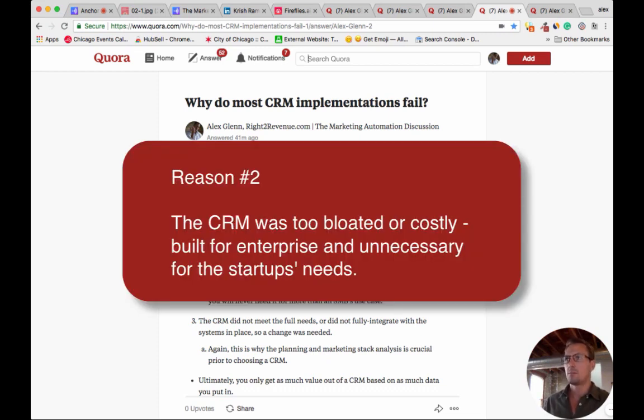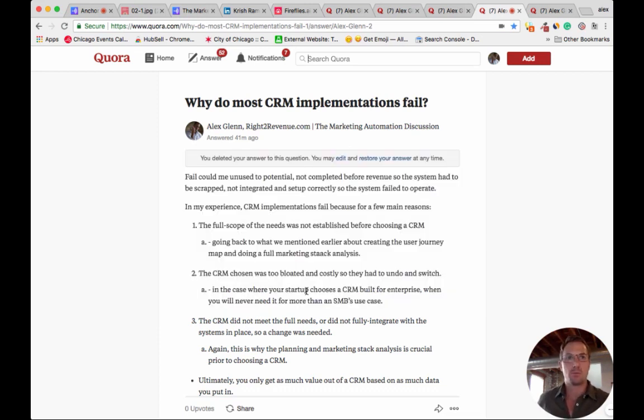Number two, the CRM chosen was too bloated and costly, so they had to undo it, switch, and revert back. In this case, the startup maybe chooses a CRM that was built for enterprise, that had a ton of potential, like a Salesforce, right? When you really just need an SMB CRM, or a CRM that covers the marketing automation and sales automation aspects of your business, but you don't need what Salesforce brings to the table, which is that enterprise functionality.